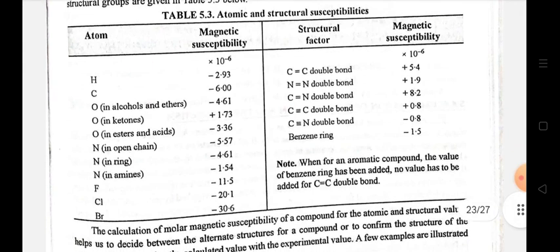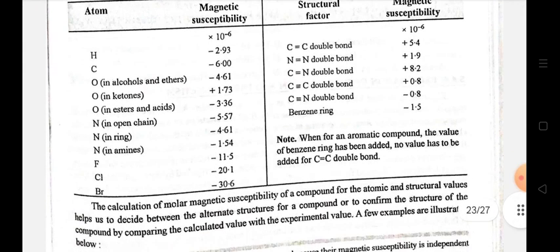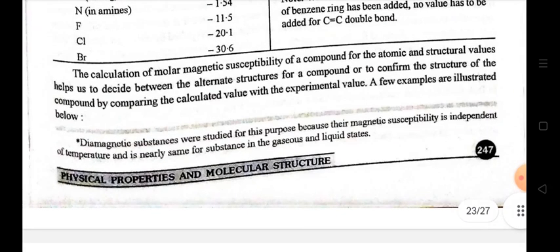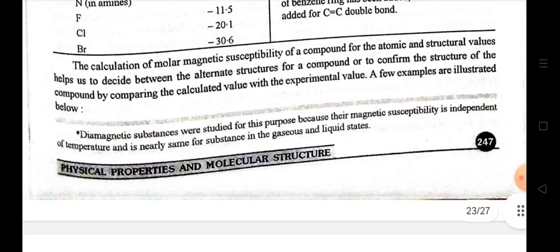The calculation of molar magnetic susceptibility of a compound from the atomic and structural values helps us to decide between the alternate structures for a compound, or to confirm the structure of the compound by comparing the calculated value with the experimental value. A few examples are illustrated below. Diamagnetic substances were studied for this purpose because their magnetic susceptibility is independent of temperature and is nearly the same for substances in the gaseous and liquid state.